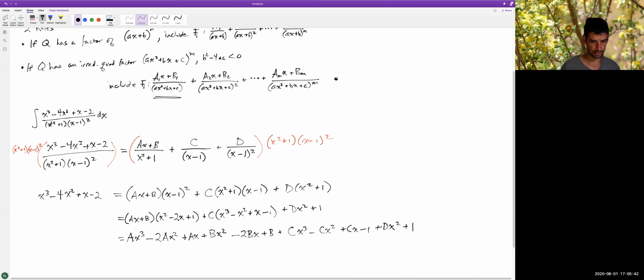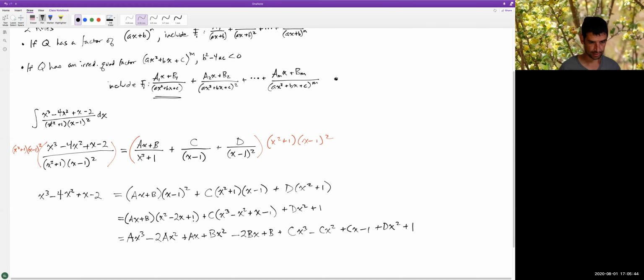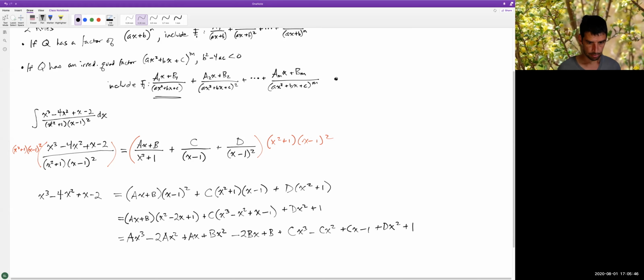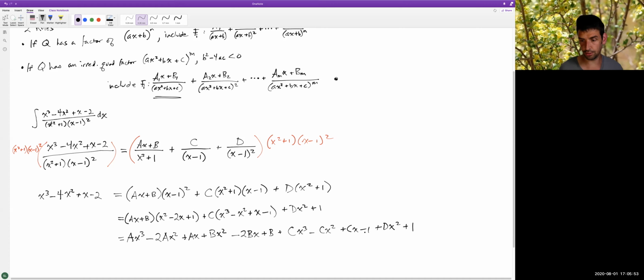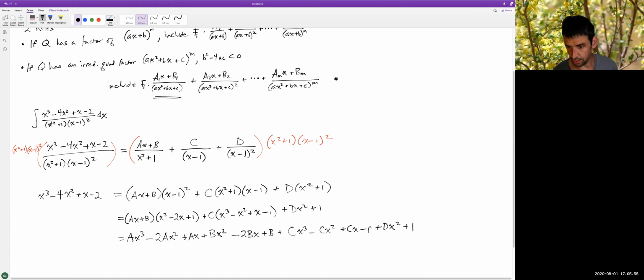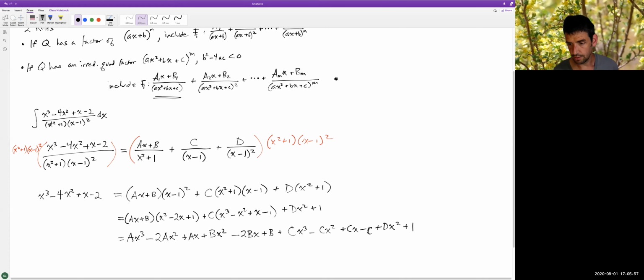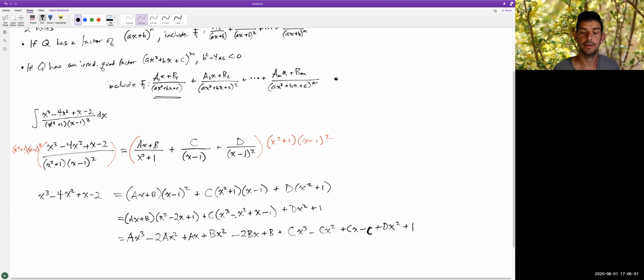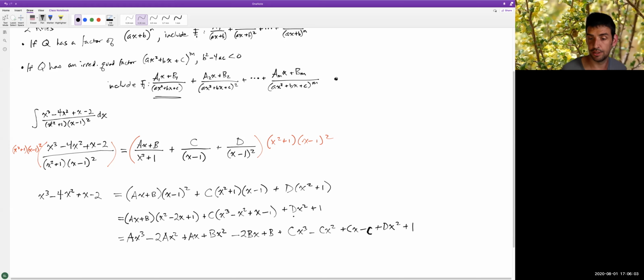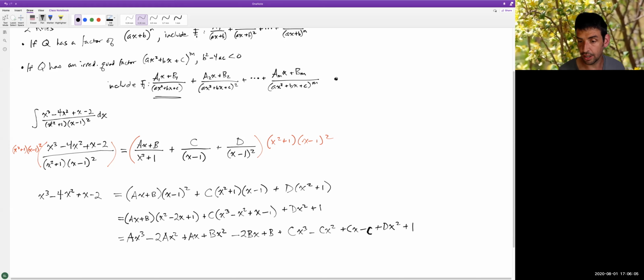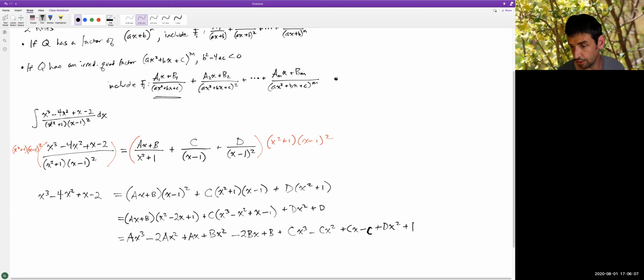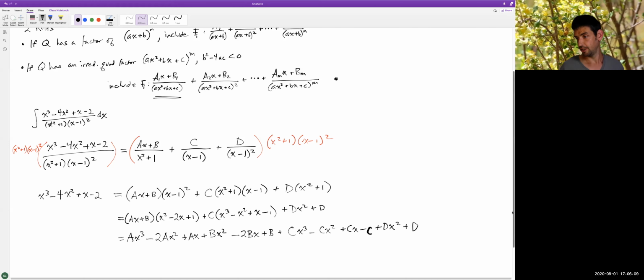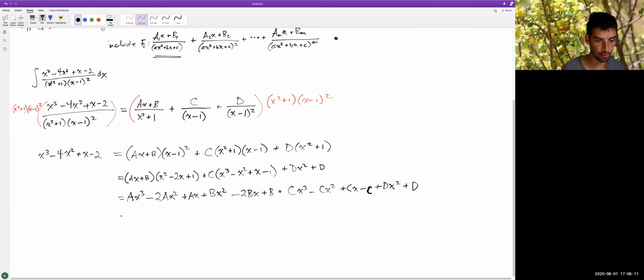ax cubed minus 2ax squared plus ax, bx squared minus 2bx plus b, cx cubed minus cx squared plus cx minus, there's an error, that should be c. Right. I always check for errors in these long problems because it's really hard once you get to the end and realize something's off. And then again, I made an error here. This should be d. Okay, glad I looked. All right, now I hope we're correct.